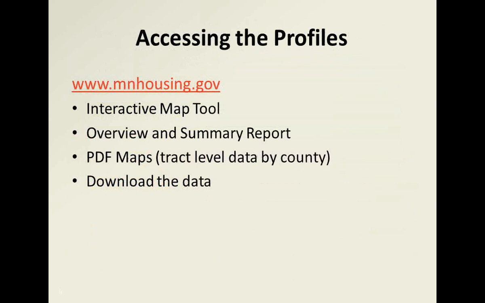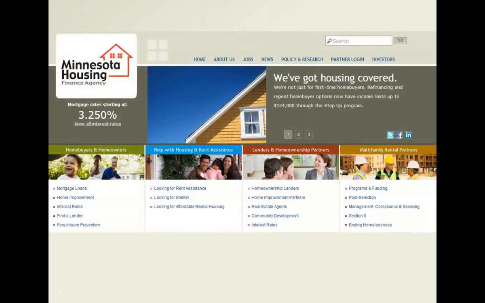We make the community profiles available through several mechanisms on our website. Our website offers an interactive mapping tool, several reports and methodology papers, PDF map series by county, raw data if you wish to obtain the data and use it in software packages on your own, and so forth. You'll find these on our homepage linked from the policy and research section at the top.